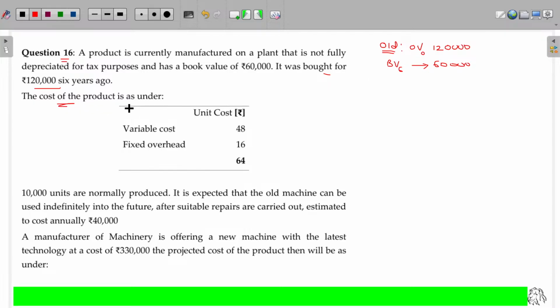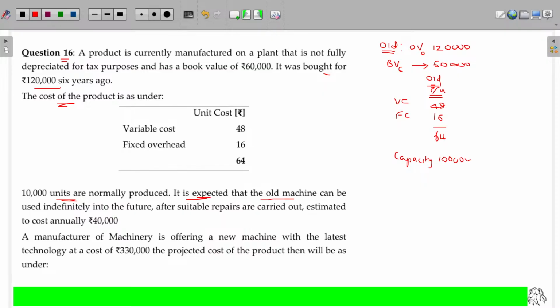The cost of the product is as under: variable cost as well as fixed cost, per unit. This is 48, this one is 16, overall 64, for the old machine. 10,000 units are normally produced. Capacity being 10,000 units.